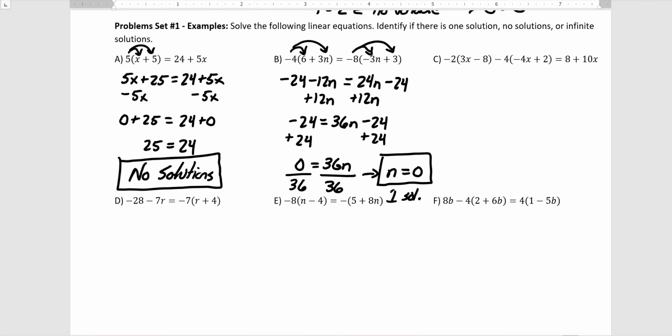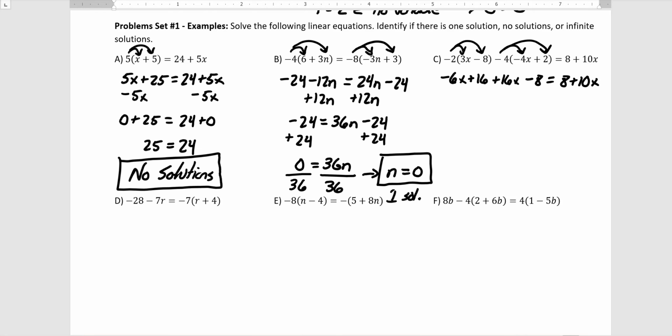All right, looking at letter C. Let's start by distributing all of this here. We got -2 to distribute. We got -4 to distribute. That right side of the equation looks good. -2 times 3x is -6x. -2 times -8 is +16. -4 times -4x would be, goodness, +16x. And negative 4 times 2 would be negative 8, and that's going to equal 8 plus 10x.